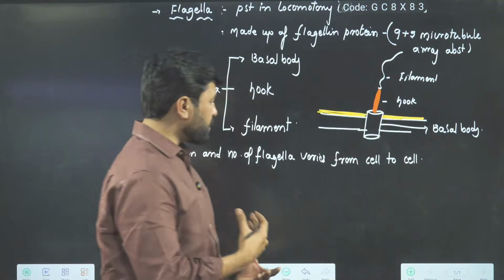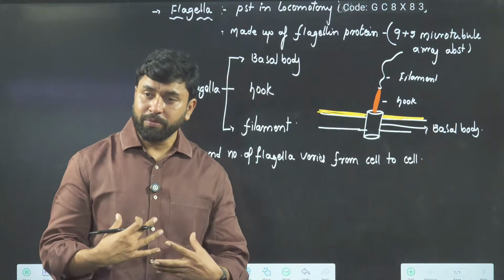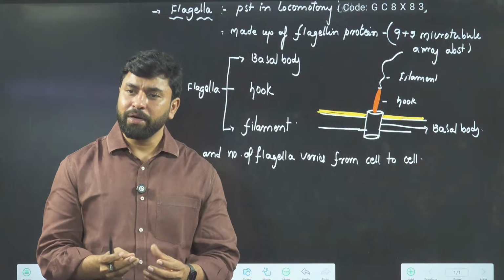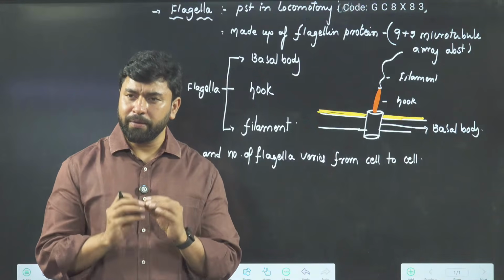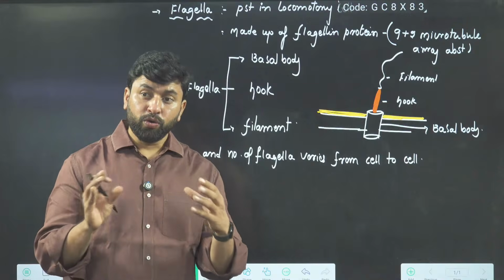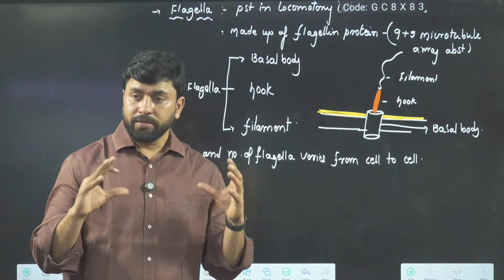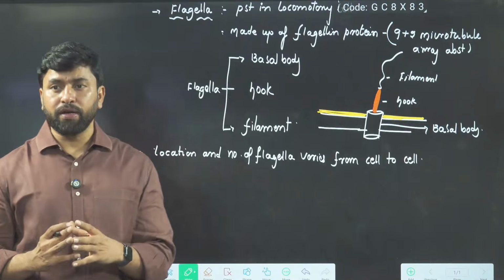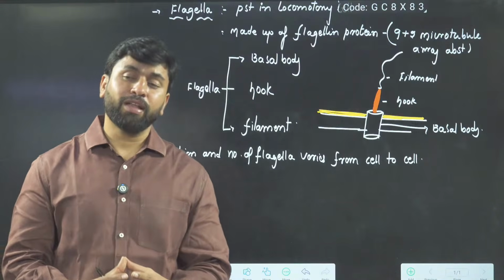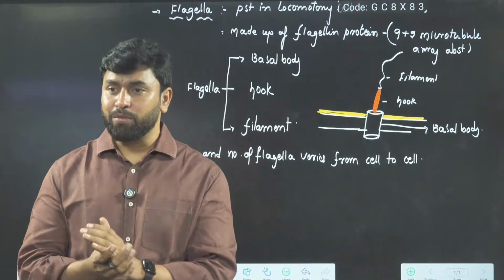Location as well as number of flagella varies from cell to cell. Some bacteria might have a single flagellum at one end. Some bacteria may have two flagella at opposite ends. Some bacteria might have a bunch of flagella at one end. Some bacteria will have flagella all over their body.